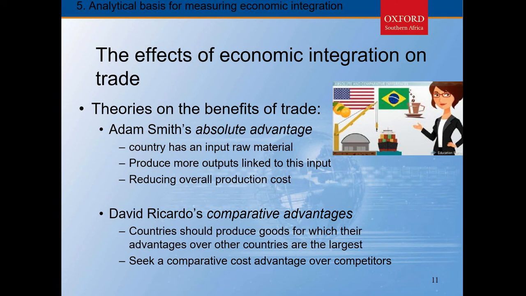So, what are the effects of economic integration on trade? Adam Smith speaks about absolute advantage. We looked at his theory, absolute and relative advantages, in the first chapter. But different countries have different advantages, and this allows for the free movement of goods and services between these countries, and it means that goods can be traded easily and more effectively between them.